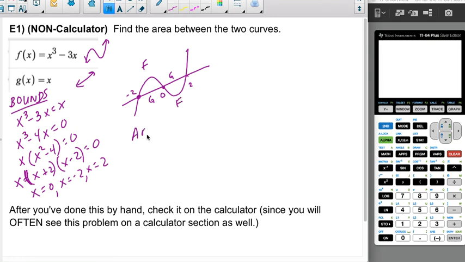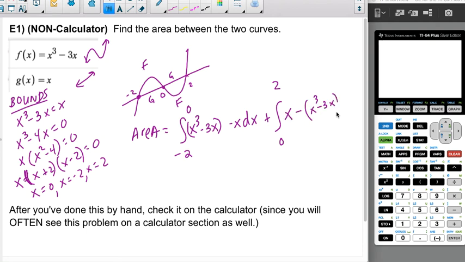I just need to say that the area inside this curve is going to be the integral from -2 to 0 of f of x, which would be x cubed minus 3x, minus g with respect to x, plus the integral from 0 to 2 of g, which is x, minus the quantity x cubed minus 3x with respect to x. And then I do the integration by hand because it's a non-calculator section.